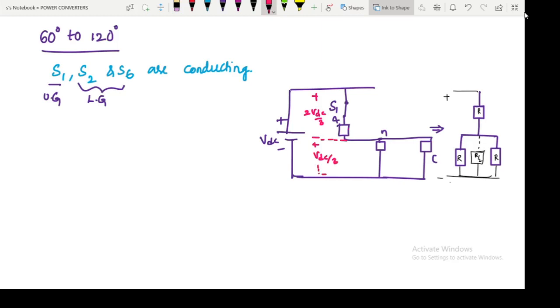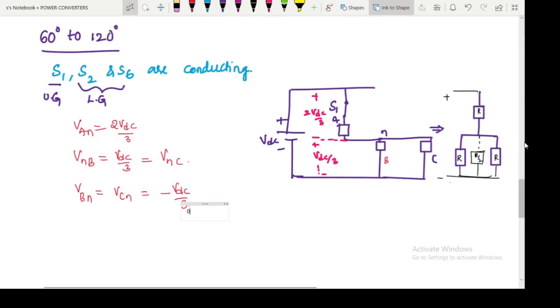You can see here that from A to N the voltage is 2 VDC by 3. From N to B, VNB is equal to VDC by 3, which is also equal to VNC, but we need VBN and VCN, which should be equal to minus VDC by 3, right? So this is the voltage of phases for 60 to 120 degrees conduction.